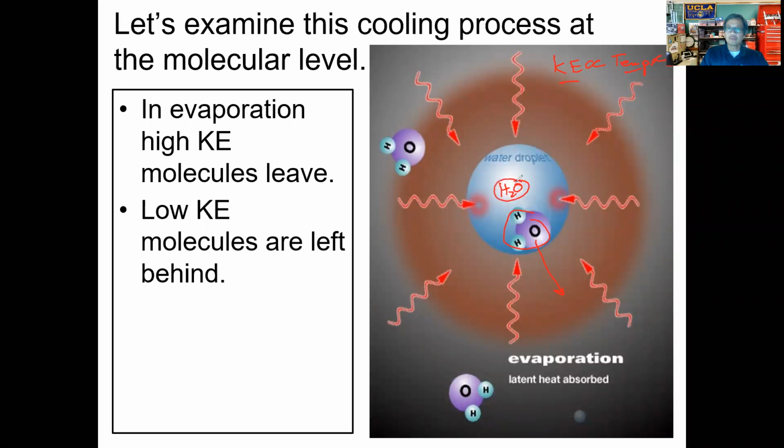Okay, waiting in the wings, ready to go, but it is not fast enough. It doesn't absorb enough energy. But once it gets to the surface there, it's going to start to absorb more heat energy, and it leaves. And the process continues until the water droplet evaporates completely.